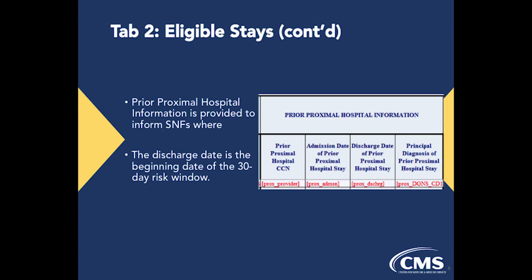The next group of information is prior proximal hospital information, columns I through L. In these columns, the hospital CCN, admission date, discharge date, and principal diagnosis of the prior proximal hospital stay are provided. This information is pulled from the claims submitted by the hospital where a patient was admitted prior to SNF admission. The prior proximal hospital discharge date is used as the beginning date of the 30-day risk window used to determine whether the patient was readmitted to a hospital within 30 days.